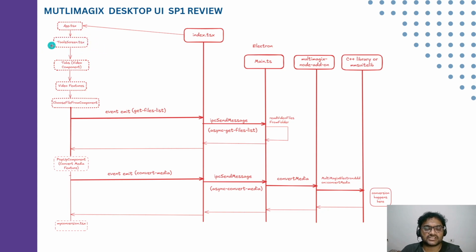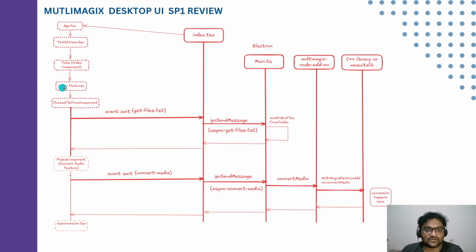In the tool screen we have a tab component. Currently there is only one tab, which is the video component, and the audio component tab is not yet there. It needs to be added. In this tab component we have the video component, and in this video component we have different video features. For now only one feature is there, called the video to audio or convert feature.